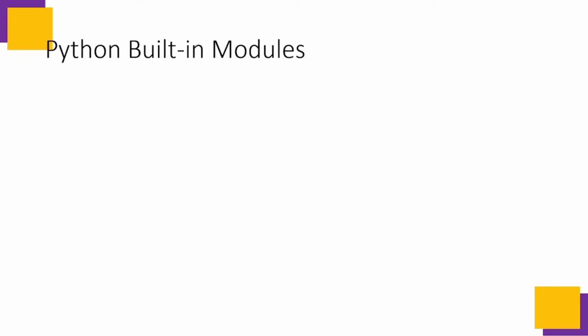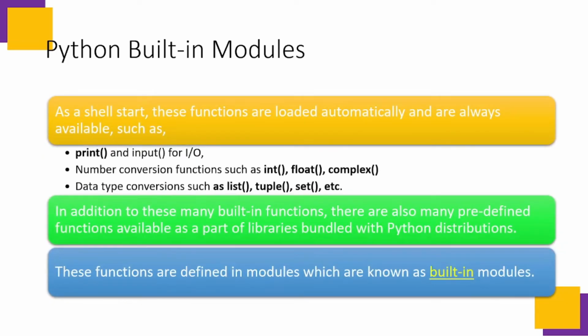Let's see some of the built-in modules in Python. As a shell starts, functions are loaded automatically and are always available. What kind of functions? Functions like print and input, number conversion functions like int, float, complex, data type conversions like list, tuple, set, etc. So these are inbuilt functions. Why is it called inbuilt functions?